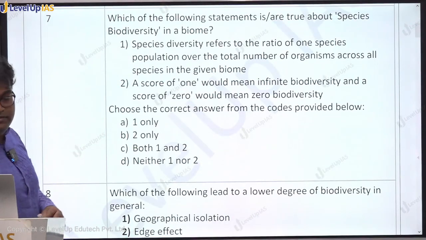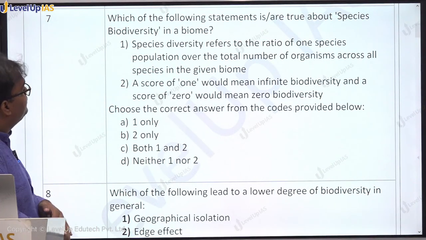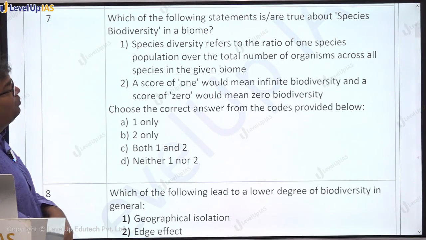Let's come to 7th. Question number 7. Species biodiversity in a biome. Let's understand the meaning of species biodiversity. Balveer, aap batayenge. Balveer.